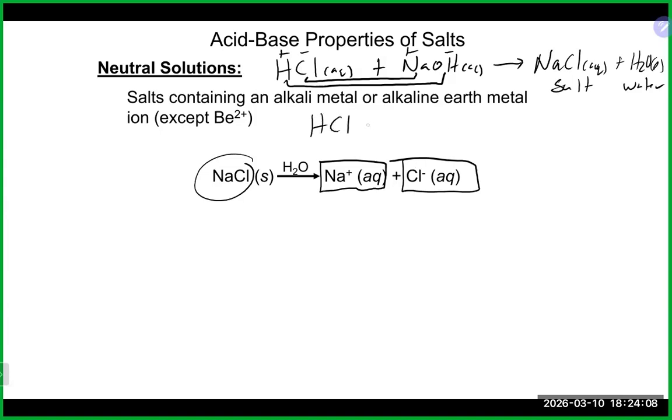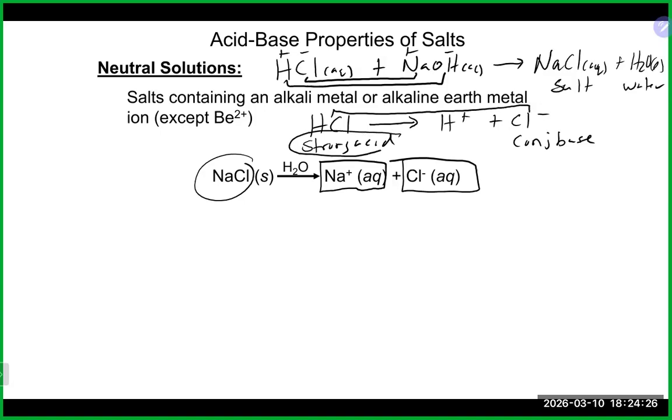HCl. When HCl breaks apart, it is a strong acid, right? And it'll break apart into H plus and Cl minus. This is our strong acid. Over here would be its conjugate base, right? The relationship between those two. So if HCl is a strong acid, Cl minus will be a strong or weak base? It will be weak. It is the opposite relationship here.